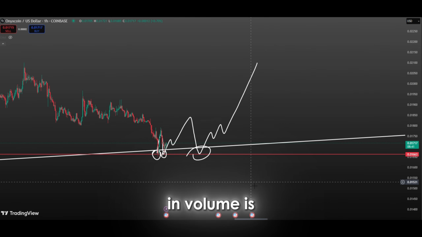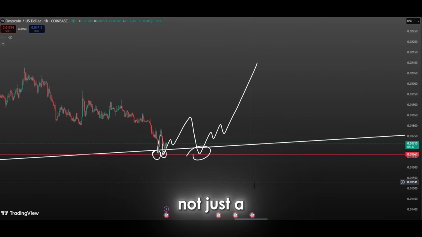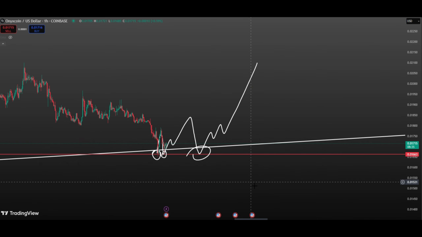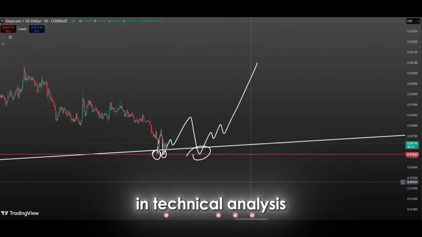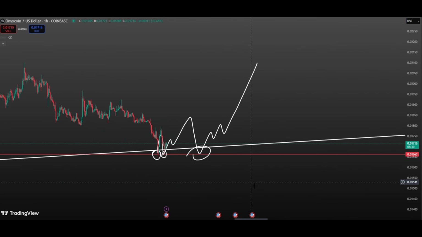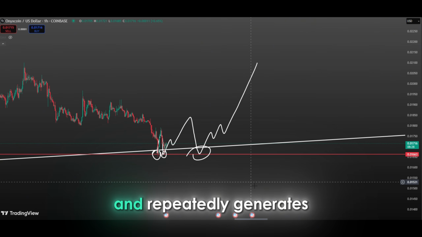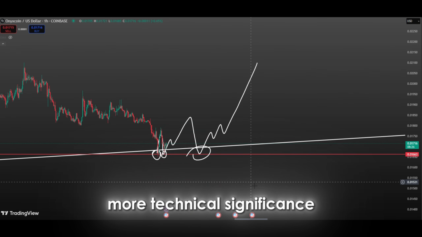If an increase in volume is observed at this point, it confirms rising buying interest and signals that a bullish reversal in the market may be underway. This could mark the beginning of not just a short-term, but also a medium to long-term positive price movement. One of the most important aspects investors look for in technical analysis is whether support and resistance levels are consistently tested. If a support level is tested multiple times without breaking and repeatedly generates upward reactions, its strength increases and it gains more technical significance.